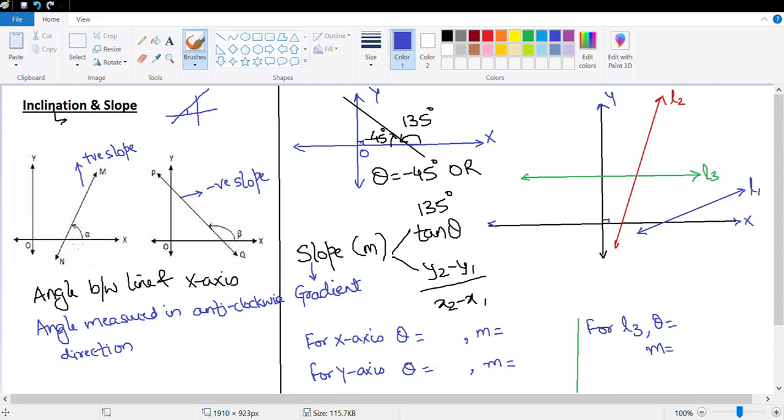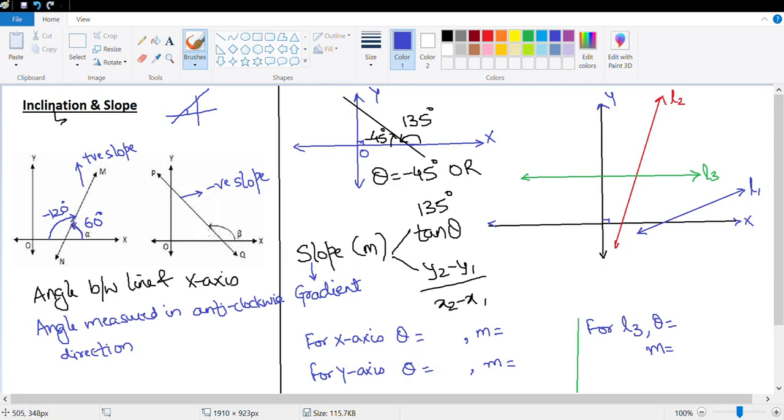So in this case, alpha is measured in anti-clockwise direction and it is acute. So this angle, let's say, is 60 degree. So for this line, the inclination is 60 degree, or if I measure it in the clockwise direction, then this angle will be 120 degree because this is a linear pair. So the inclination can also be written as negative 120 degree. So for this one, the inclination is either positive 60 degree or negative 120 degree.